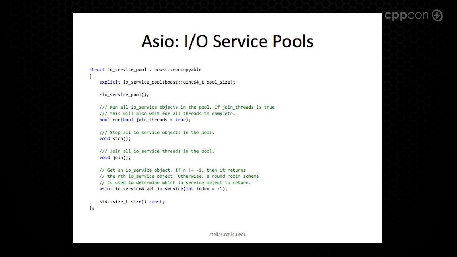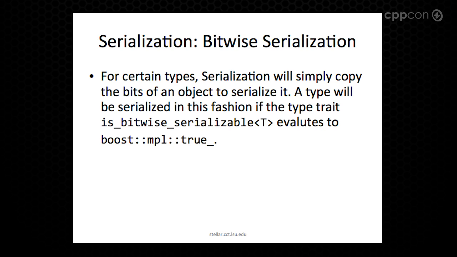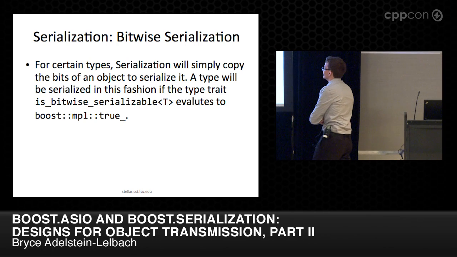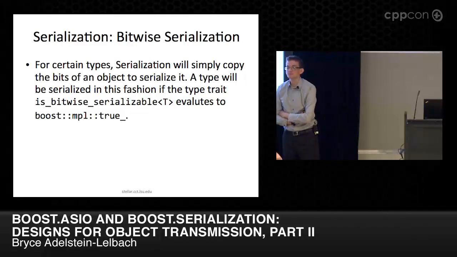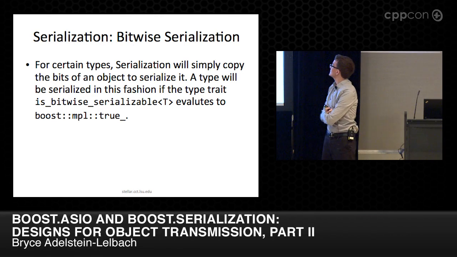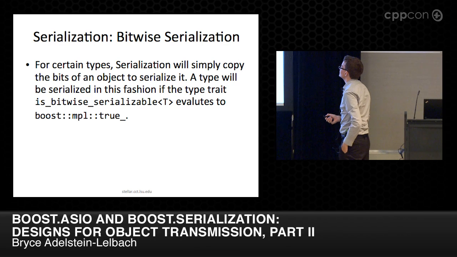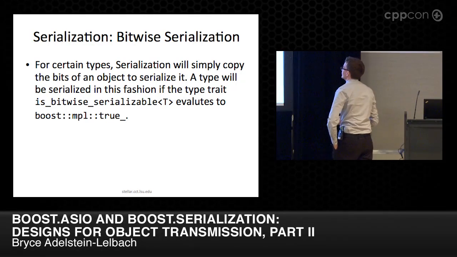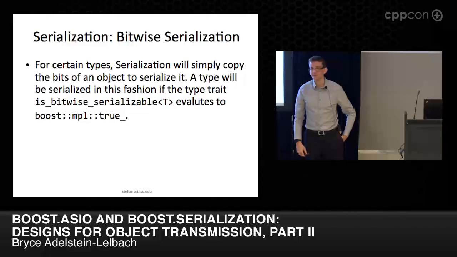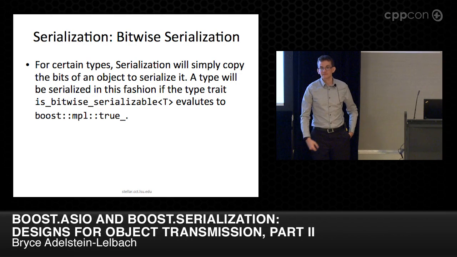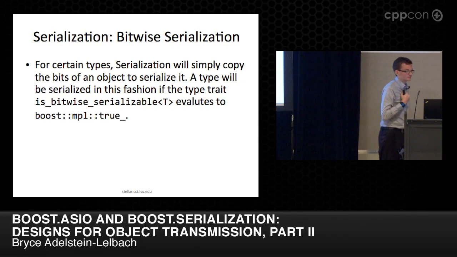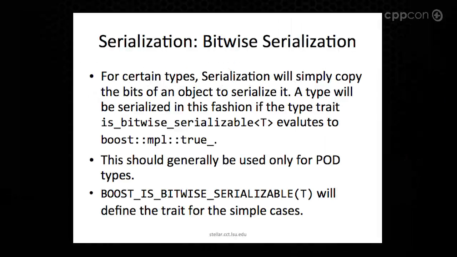A little example there. So bitwise serialization. This is another little trick. If you've got a type that's just plain old data, writing one of those serialize methods might not be the fastest way to serialize it. You can just specialize this is_bitwise_serializable type trait, and tell serialization, hey, you can just treat this as a sequence of bytes. Of course you should only do this for very certain types, but it can be nice and fast. So there's this macro for conveniently defining it this way.